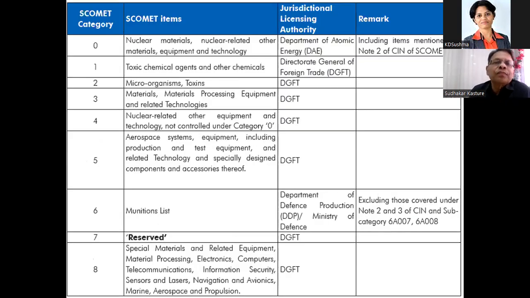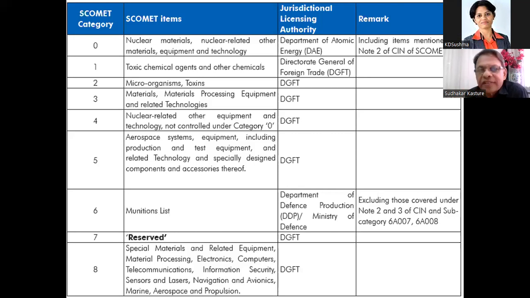Nuclear materials, nuclear related other materials, equipment and technology. Anything and everything is covered under the Department of Atomic Energy. That is the authority permitting you to do this, including items mentioned in Note 2 of the SCOMET list. This is available in Schedule 2 of the ITC-HS book.